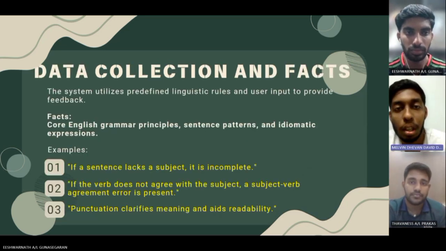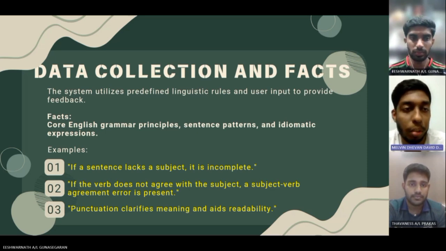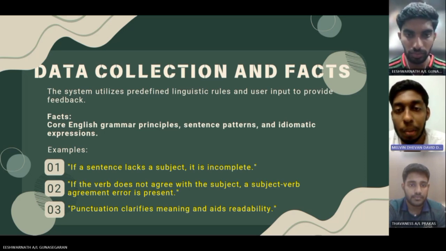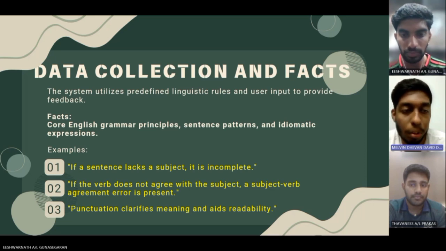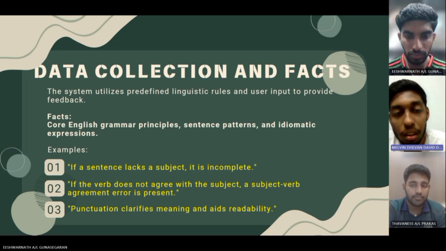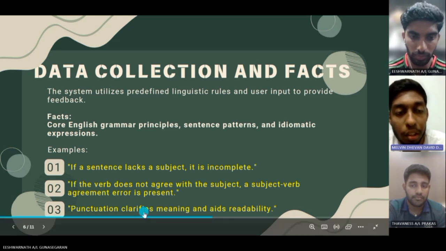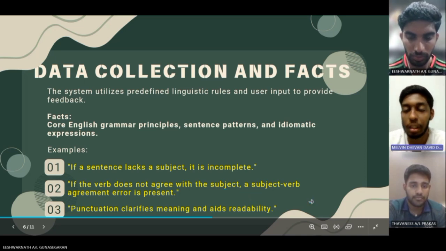So as you can see, for the data collection and facts, the system utilizes predefined linguistic rules and user input to provide feedback. An example fact is core English grammar principle, sentence pattern, and idiomatic expressions. For example, if a sentence lacks a subject, it is incomplete. Second example is, if the verb does not agree with the subject, a subject-verb agreement error is present. And the third example is, punctuation clarifies meaning and aids readability.